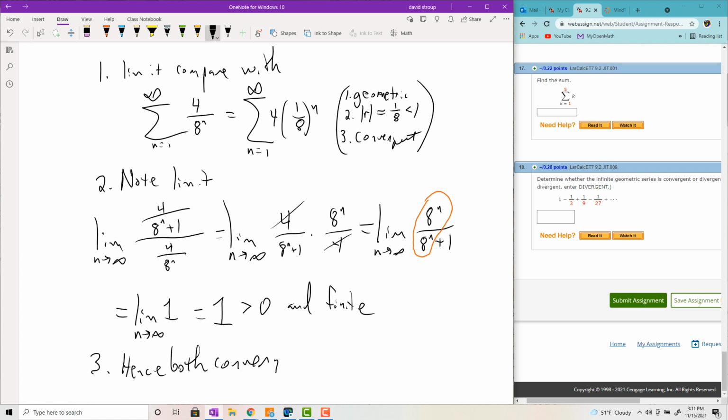People want to say it converges no matter what, and that's not the case. It's whatever you're comparing it to. If you get a limit out of it that's finite and greater than 0, the thing you compared it to has that behavior. Okay.